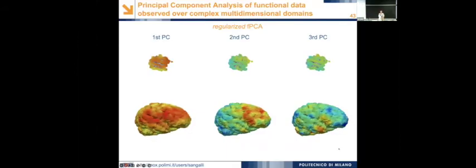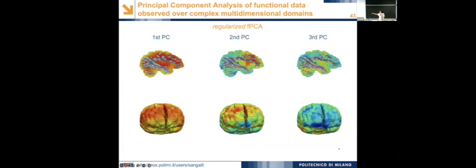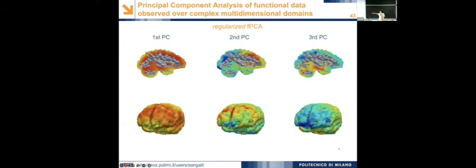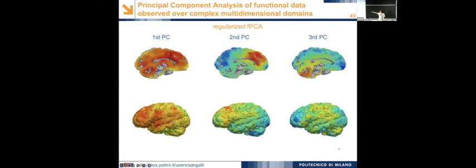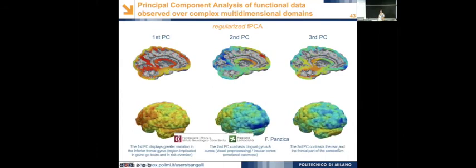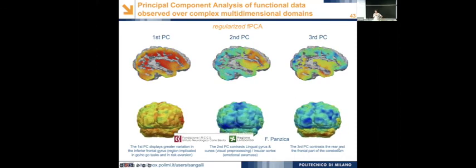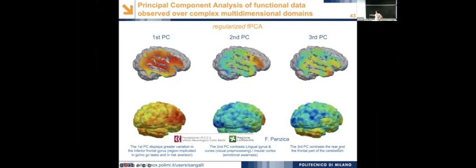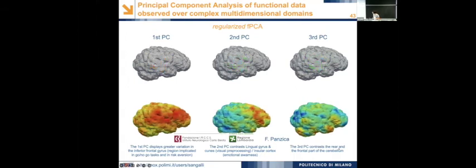Now, these are the principal components obtained with the technique I briefly mentioned before. So this is a view of the principal components first, second, and third on the cortical surface. And on the top is a view within the gray matter. We are slicing through the brain. And these principal components all have physiological interpretation. So this is a project conducted together with the Besta Neurological Hospital. It's one of the major neurological hospitals in Italy. So for instance, the first principal component displays greater variation in the inferior frontal gyrus, which is a region implicated in no-go tasks and in risk aversion.